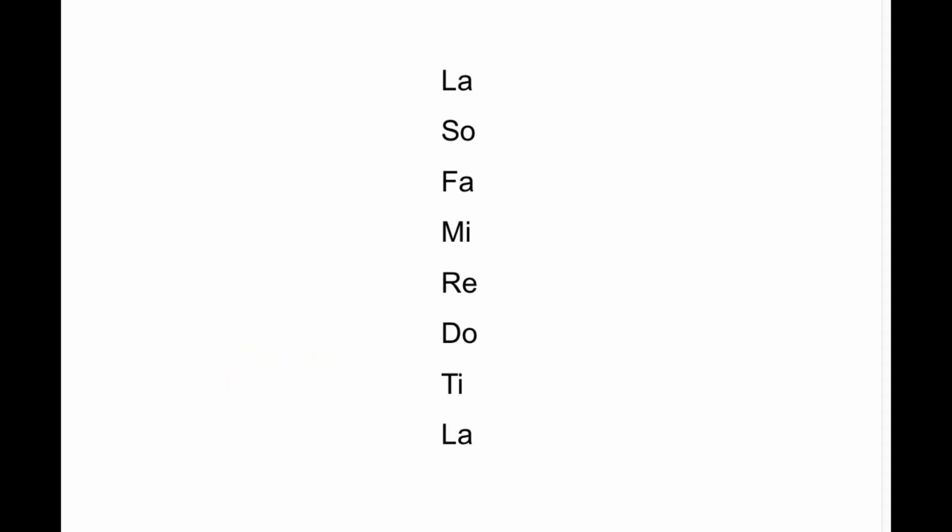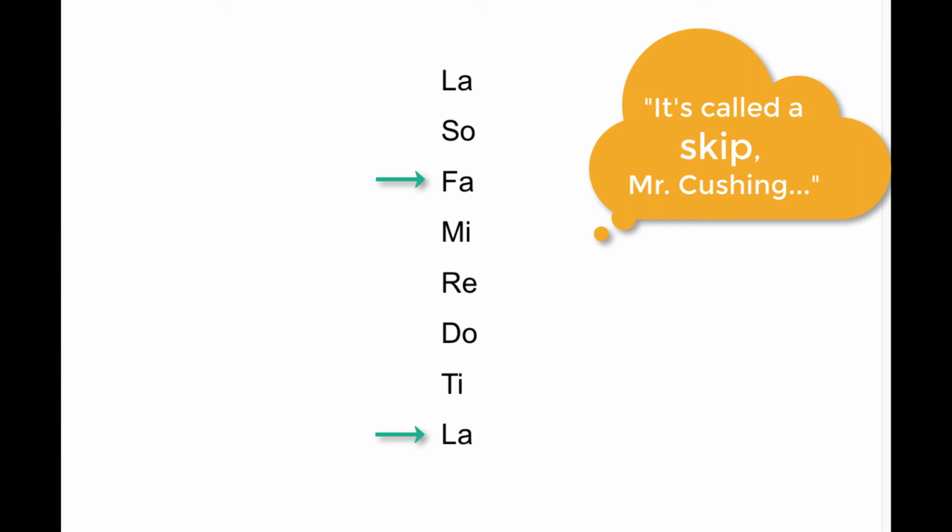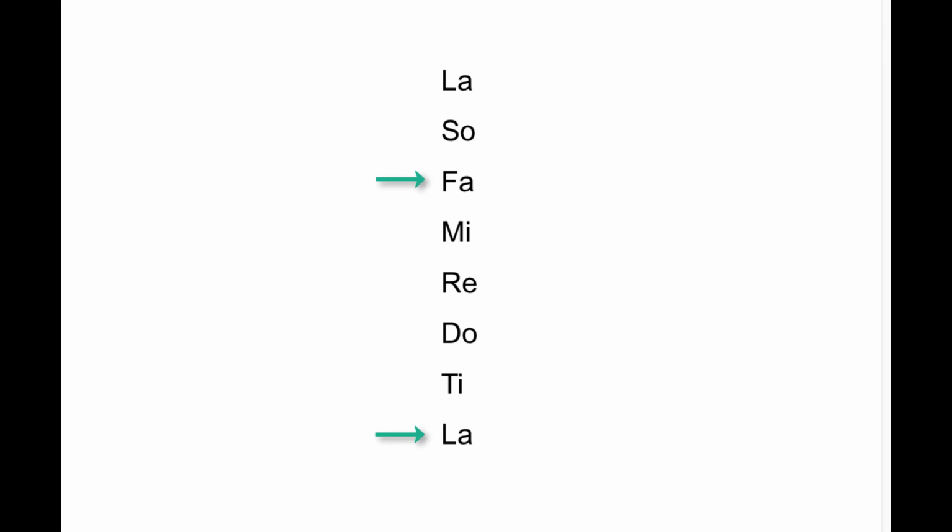Okay. And again, let's do a similar exercise. If I wanted to go from la up to fa, that's a big jump. And it might be hard for you to hear at first. So in order to figure out what that might sound like, you just sing the scale. La, ti, do, re, mi, fa. And then you just have to remember what la sounds like. La, fa, la, fa. And you're all set.